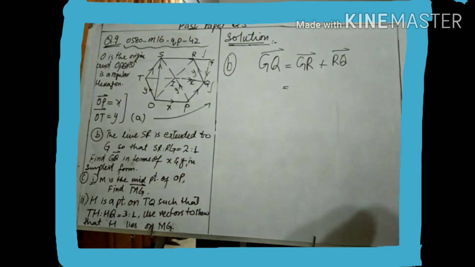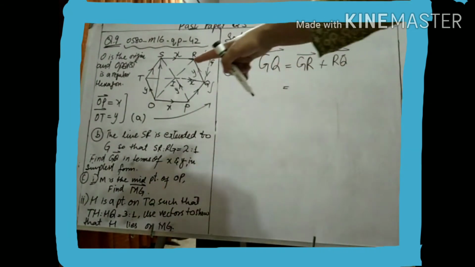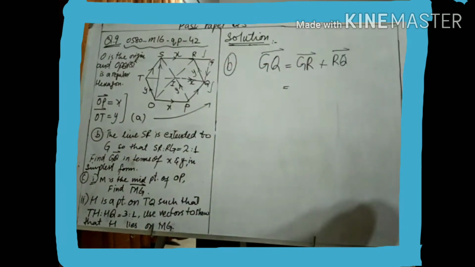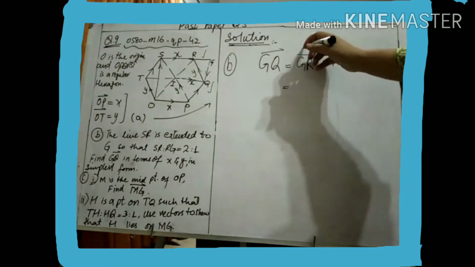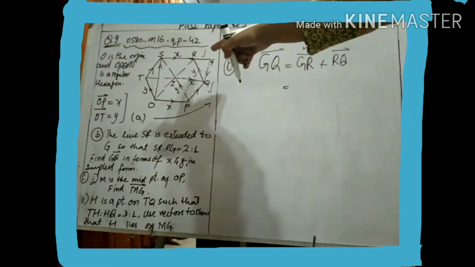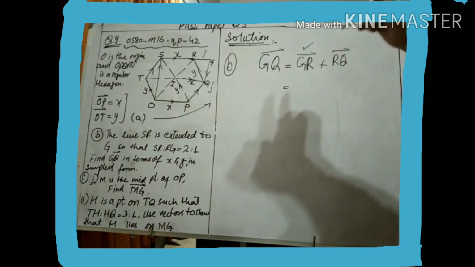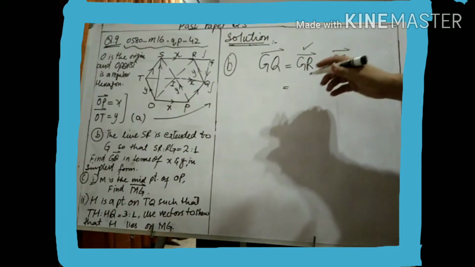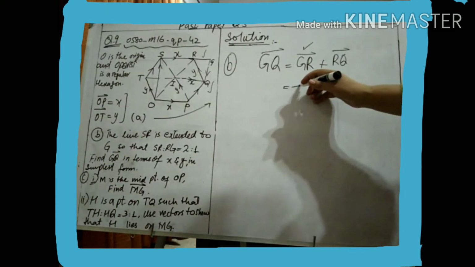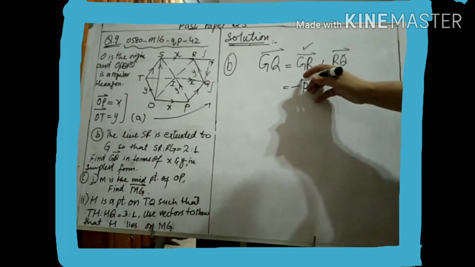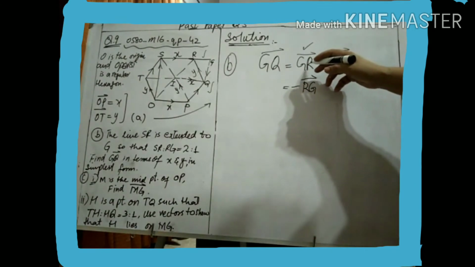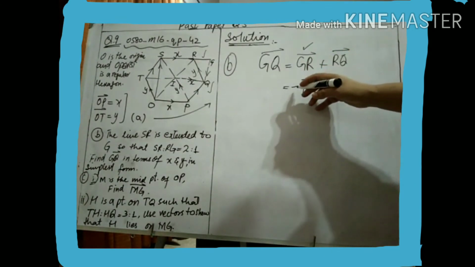As it is given, this part is half of SR. So what is SR? If OP is X, then SR is also X because both are parallel. So if SR is X, then RG will be half of SR. But here we have GR, and in the diagram it is RG. So now I am going to change the direction. First we will change its sign. Now we can change its direction. So now it is from GR to RG and it has a negative sign.